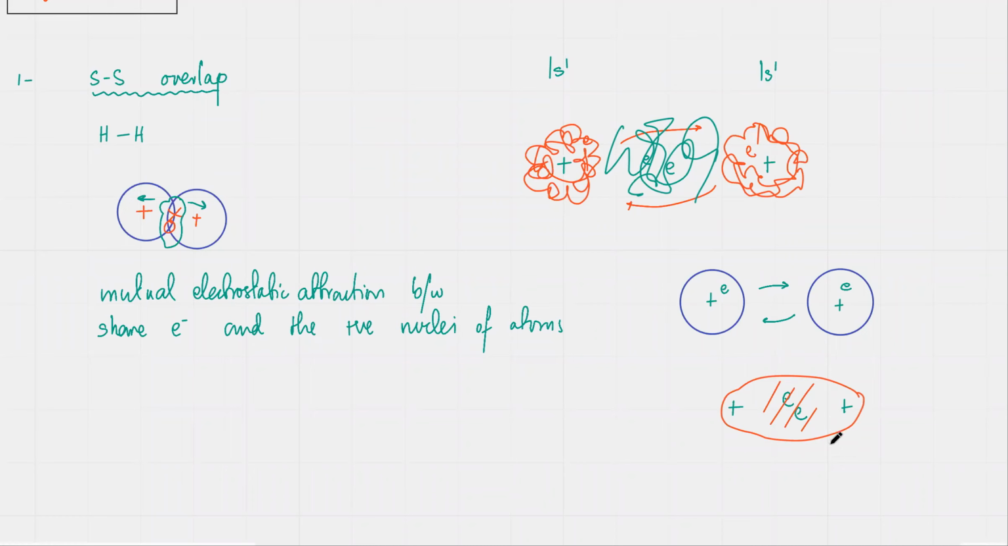Remember, an orbital is the region where there's a high probability of finding an electron. So it's no longer the spherical region over here. The two electrons are stuck in the middle. That's where there's a high probability of finding the two electrons. So that's your bonding orbital. That's known as a sigma bonding orbital.